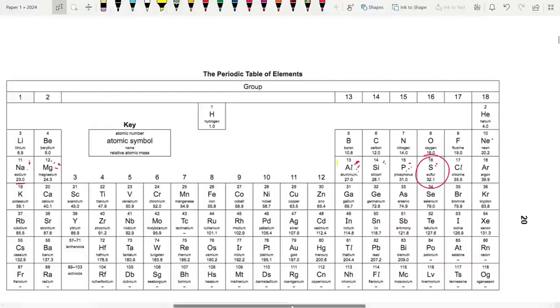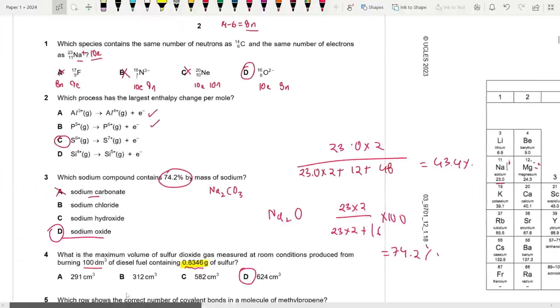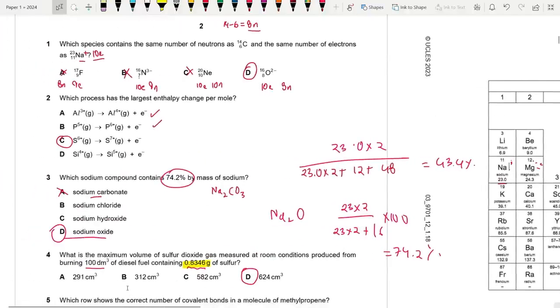2p6. However, it's just that sulfur has a greater number of protons, so the protons are attracting the electrons more strongly from the third shell, that last electron that's left in the third shell. As a result, due to this strong attraction, more energy is required to remove the electron. Does that make sense? Which is why the answer is C.